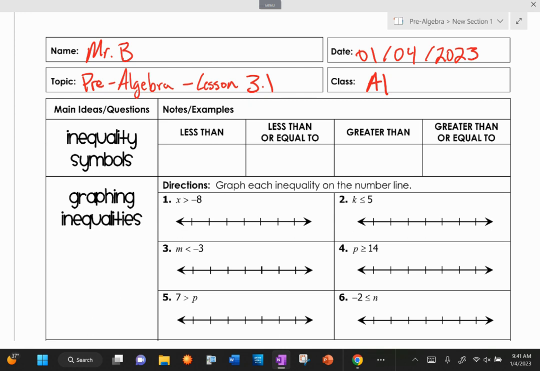So, inequalities. Okay, you've seen these before. If you're unfamiliar, you'll be familiarized with them very soon. We're going to solve a lot of the inequality stuff the exact same way that we were solving equations before Christmas break.